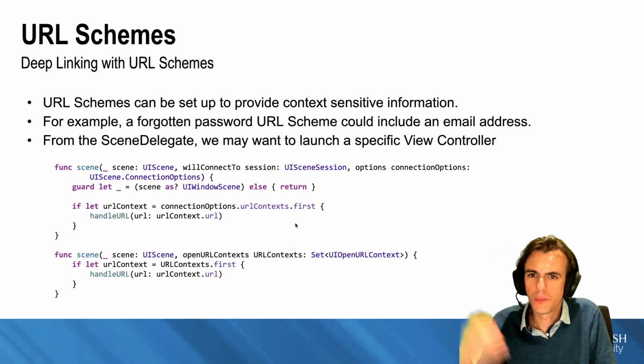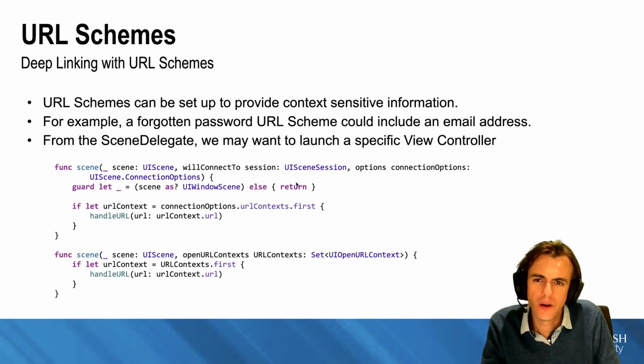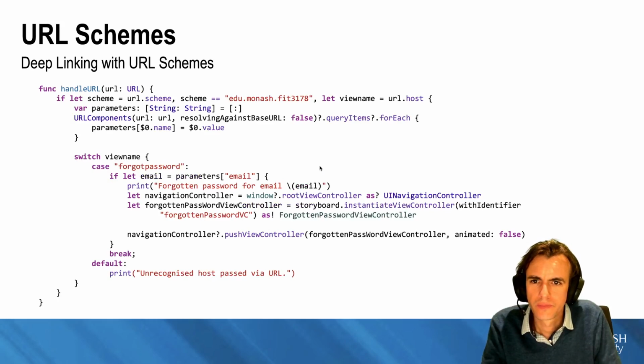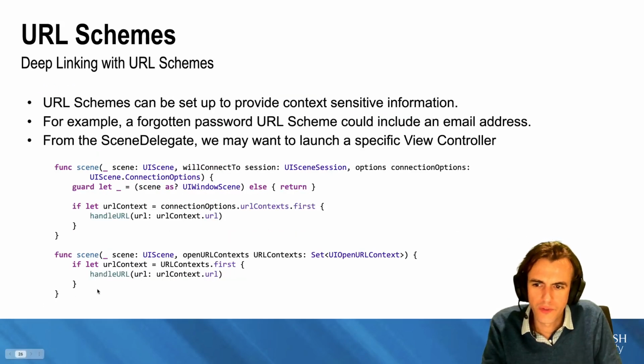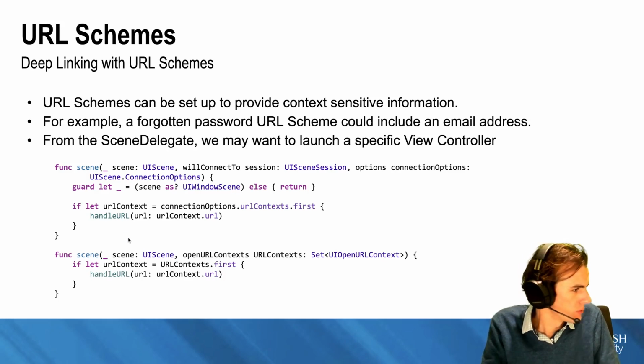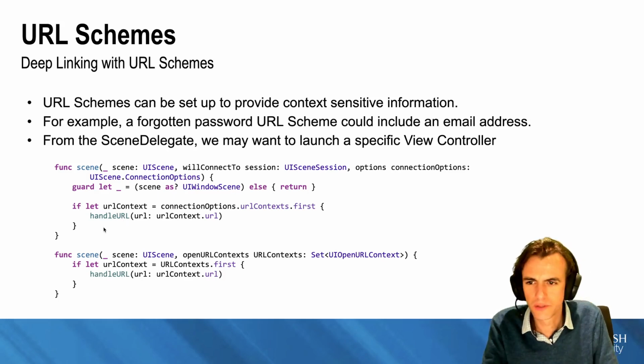So here's an example of that. Here we're just getting the URL property out of the URL context. And I think we already talked about the information that could be provided. Here we just were handling the URL the same way in both cases.